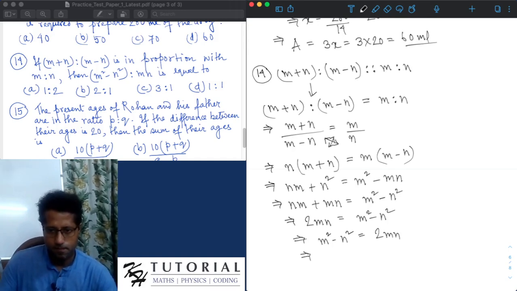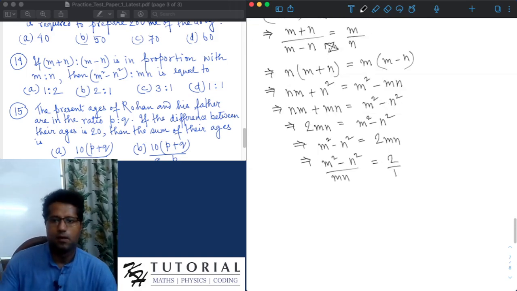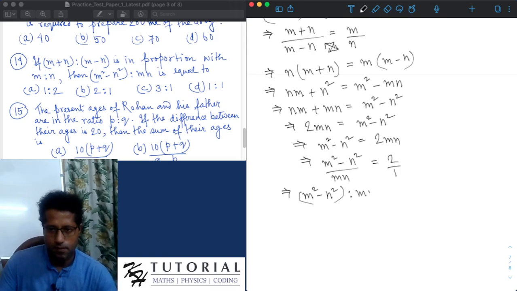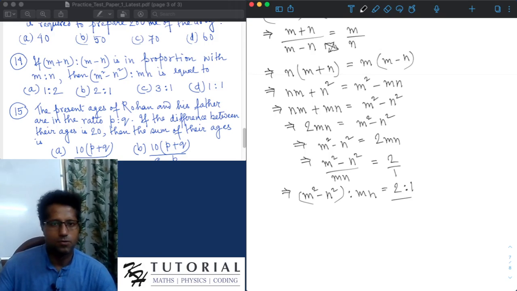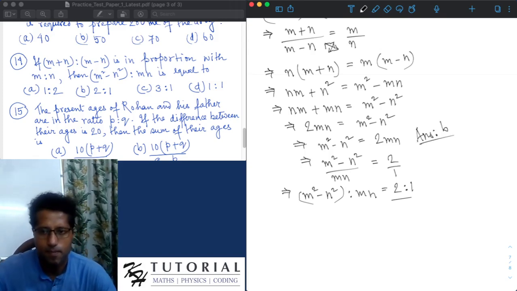This implies m square minus n square divided by mn equals 2 by 1. So this implies that the ratio of m square minus n square is to mn equals 2 is to 1. So the correct choice is B. Correct choice is B.